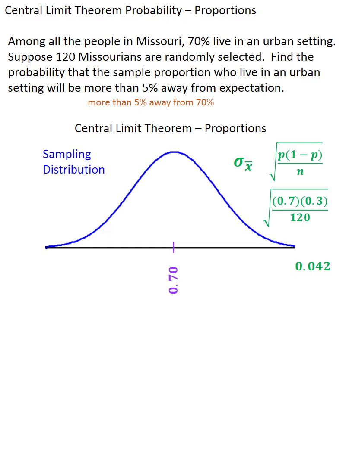Well, let's analyze this phrase again, more than 5% away from 70. First of all, when they say expectation here, they mean 70%. We expect that 70% of our sample will be urban setting individuals from Missouri. Now, does that actually mean that every single time you take a sample that we would have 70% living in an urban setting? Absolutely not. But that's what they mean by expectation.